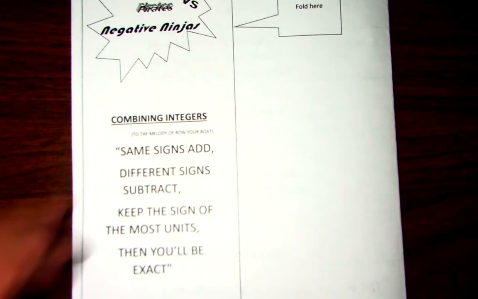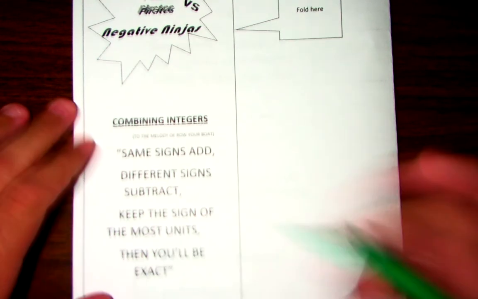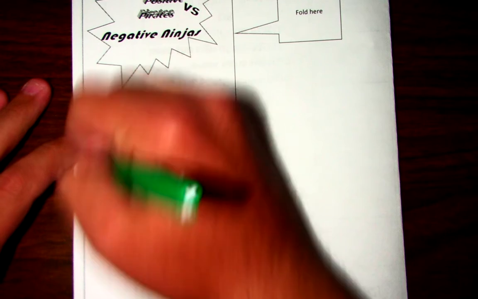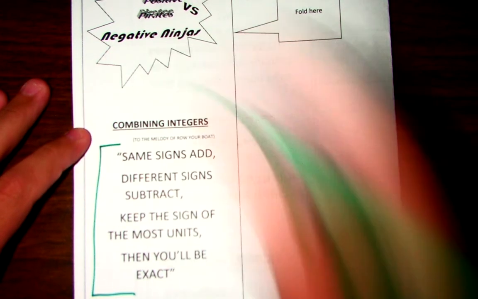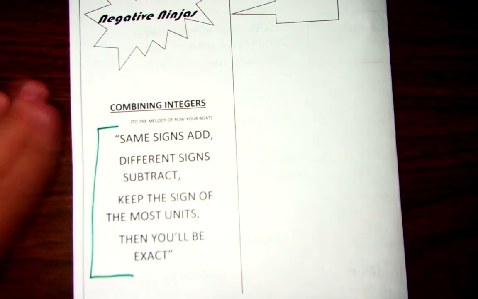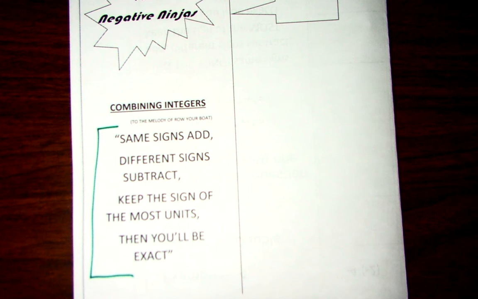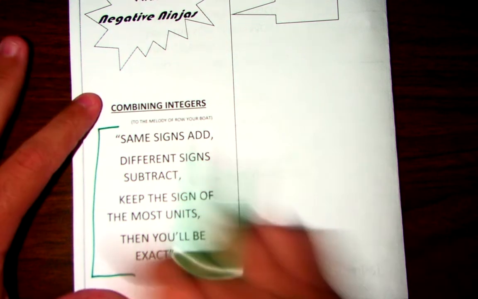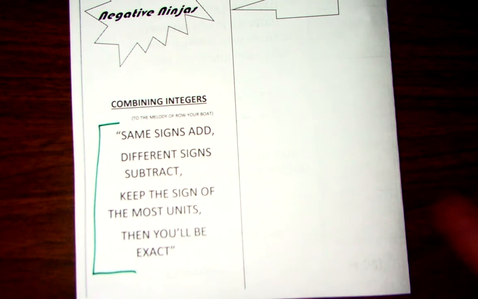Dang, I should become a rapper. That was awesome. Alright, so students, I would try and remember that the best you can. If not, you actually do it mathematically. So if you don't remember this little melody, it's okay because you actually do the work mathematically.